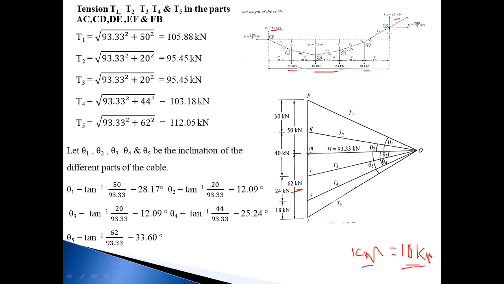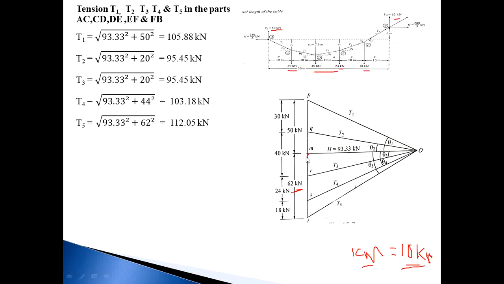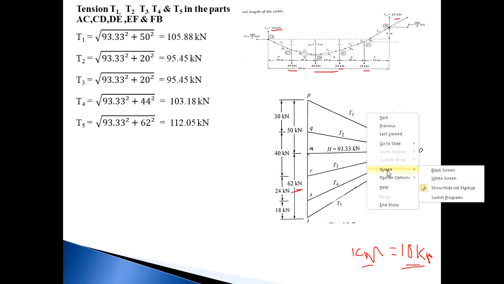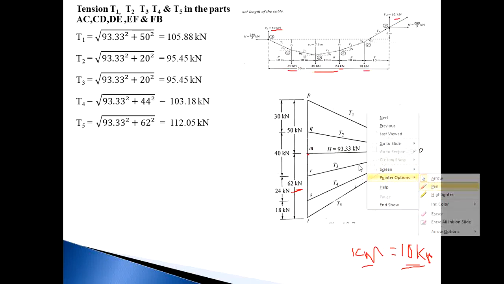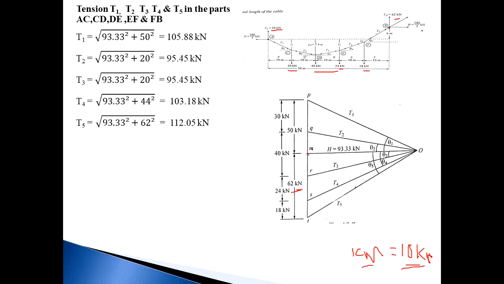Then next, mark a perpendicular line from point M at a distance of H, which is 93.33 kilonewton, converted into scale. So 1 centimeter is equal to 10 kilonewton, and 93.33 kilonewton becomes 9.3 centimeter, so this OM distance is 9.3 centimeter. Okay, you got point O. Using this point O, join all of OP, OQ, OR, OS, OT.